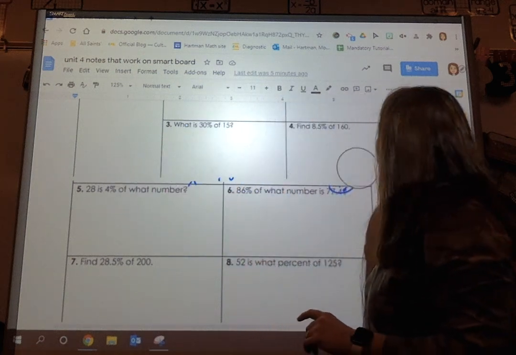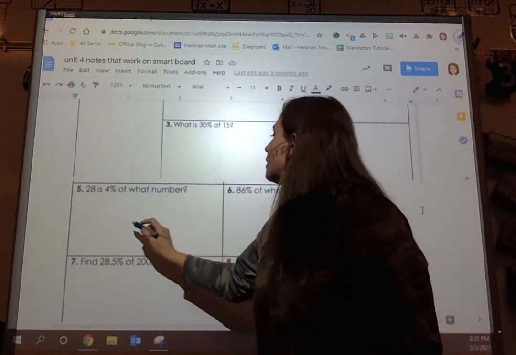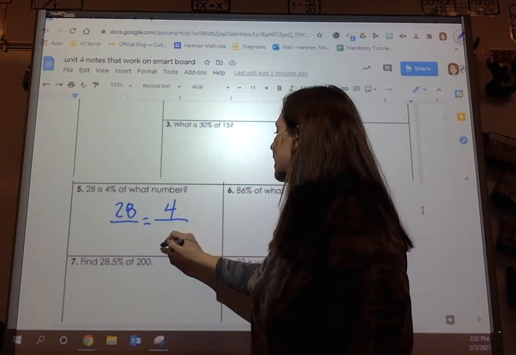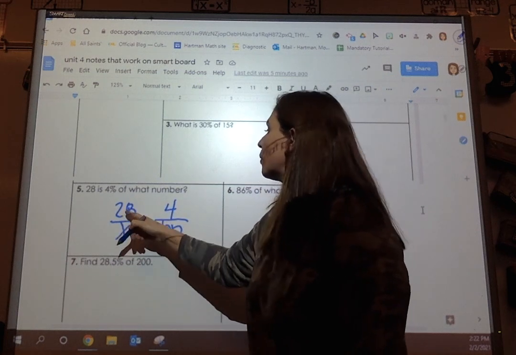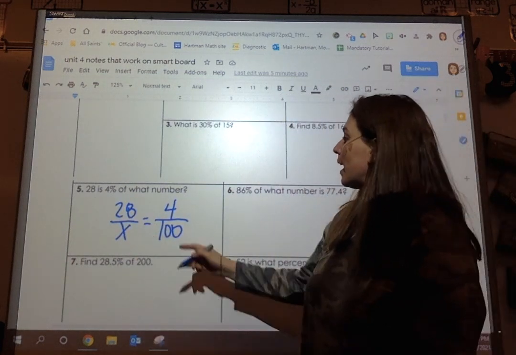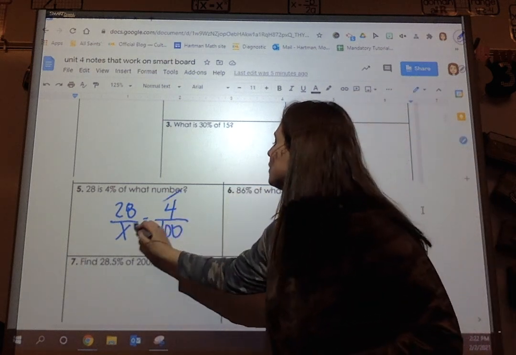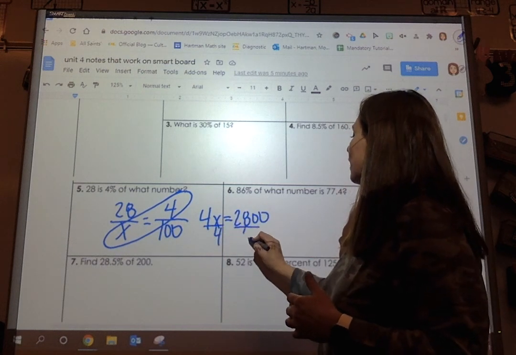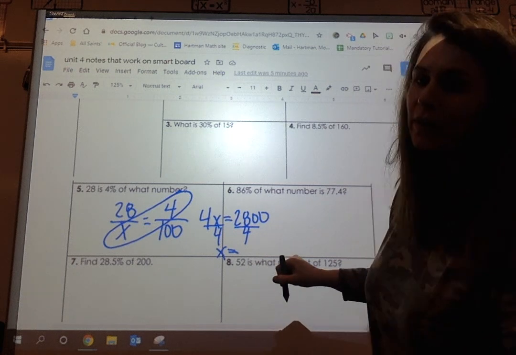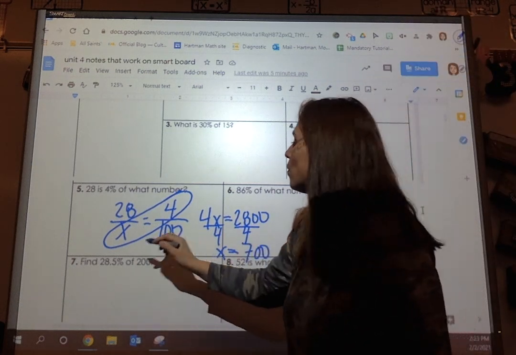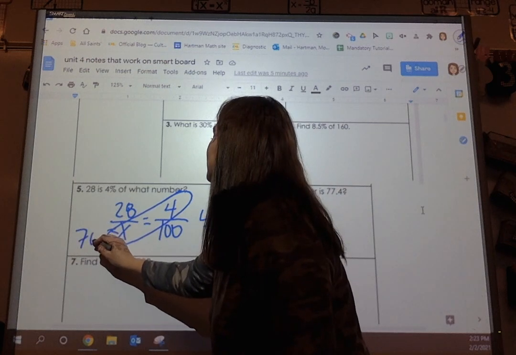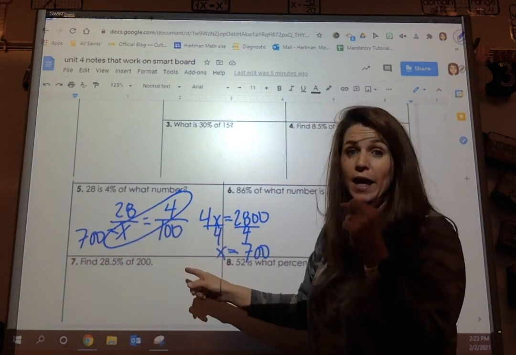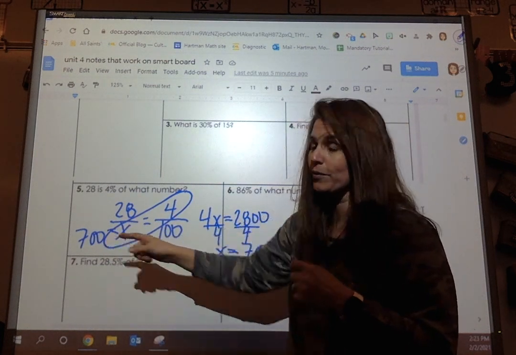All right, let's take a look at number 5. 28 is 4%, always over 100, of what number? So is 28, of is the big number, and I'm looking for 4%. So 4x equals 2,800, and when I divide both sides by 4, I get 2,800 divided by 4 is 700. So x, this of part, is 700. That means 28 represents 4% of 700.